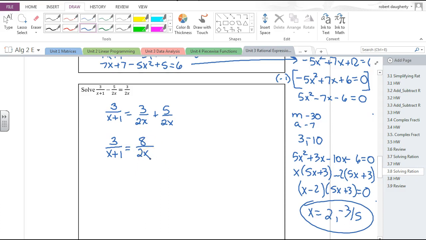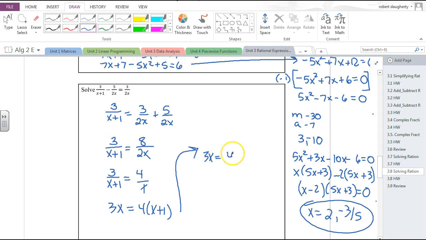As long as I'm simplifying, what's 8 over 2? 4. I can write this as 3 over x plus 1 equals 4 over x, right? 8 over 2 is 4. Now what can I do? Yeah, now I can cross multiply. This is 3x equals 4 times (x plus 1). What kind of equation is that? It's a linear equation. That's an algebra 1 equation. So you've got confidence that you did this in 8th grade. So 3x equals 4x plus 4.